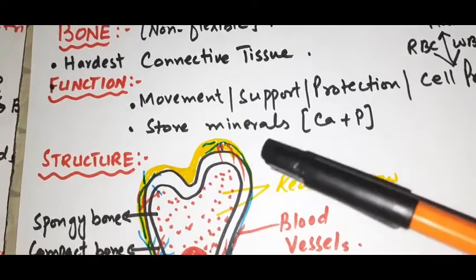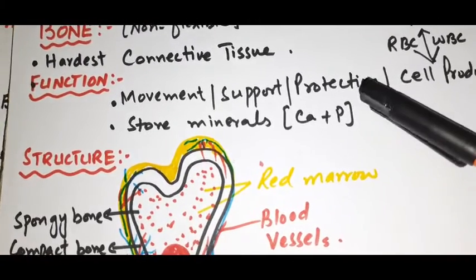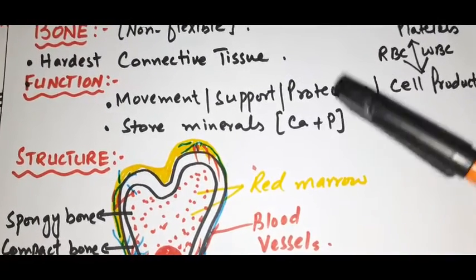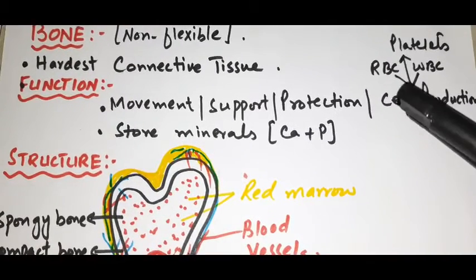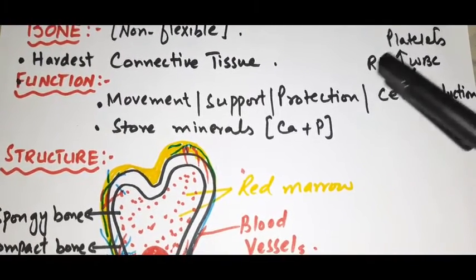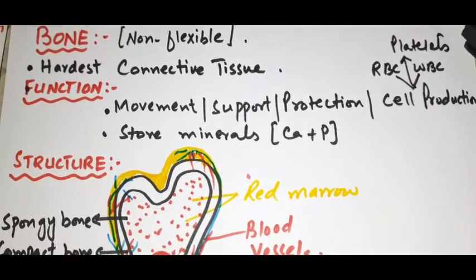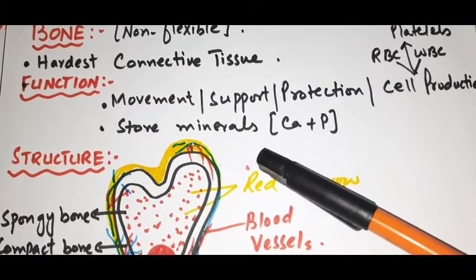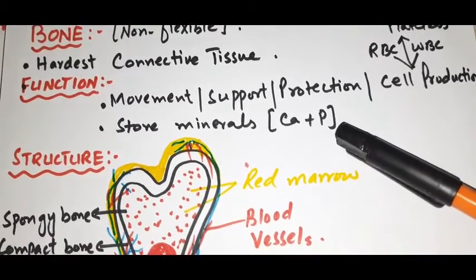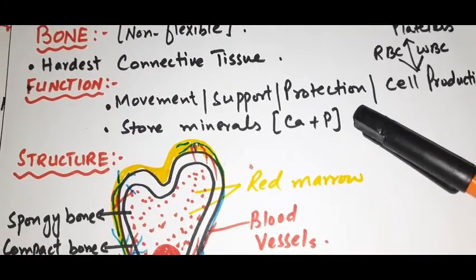It gives shape, it gives support, protection to the body and organs, and it helps in cell production like RBCs, red blood cells, white blood cells, and platelets. They also store minerals as well, calcium and phosphate ions, right?